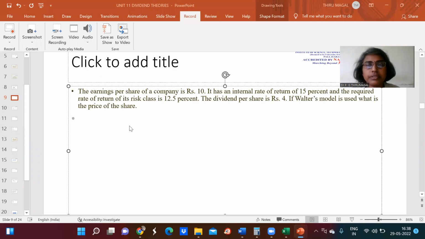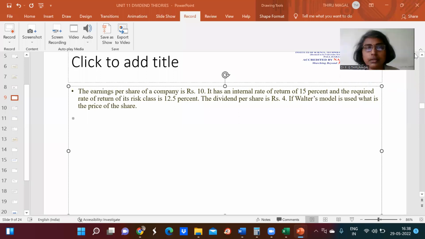So next we'll be seeing another type of problem in Walter's model, that is dividend relevance theory. The data given in the problem is the earnings per share of a company is rupees 10. So EPS is given as rupees 10. The next data given is it has an internal rate of return of 15%.